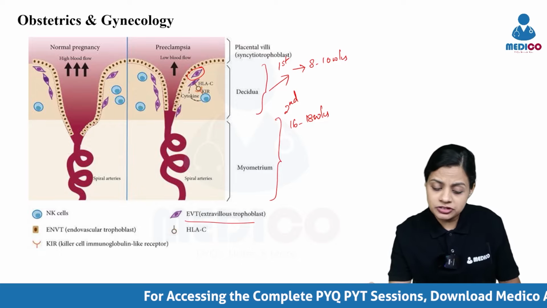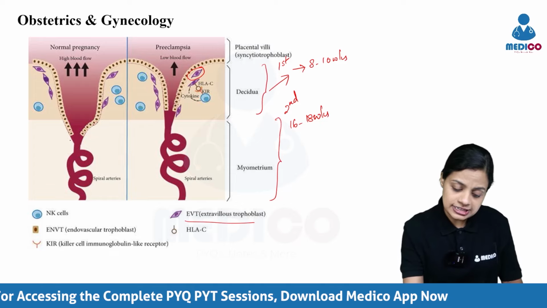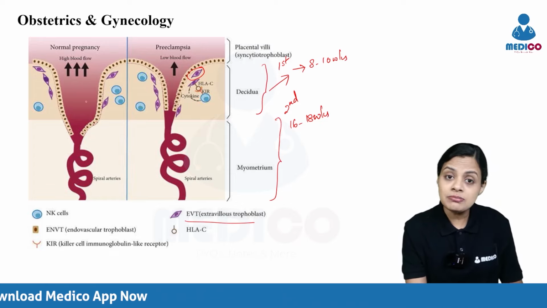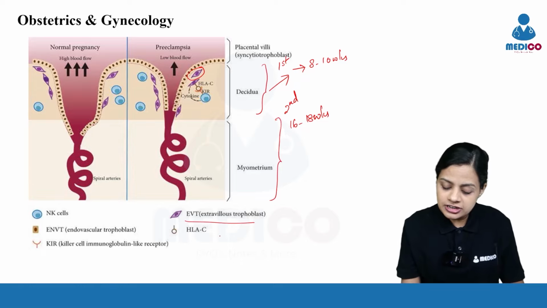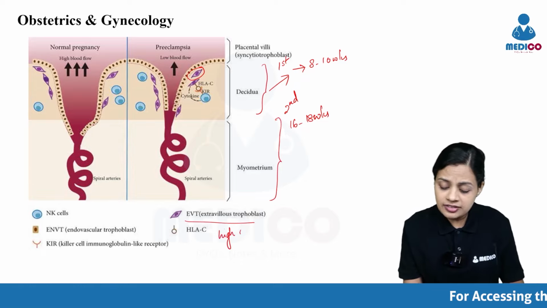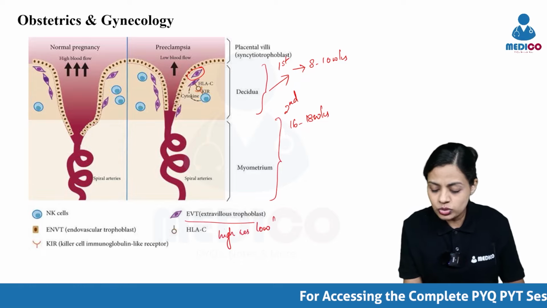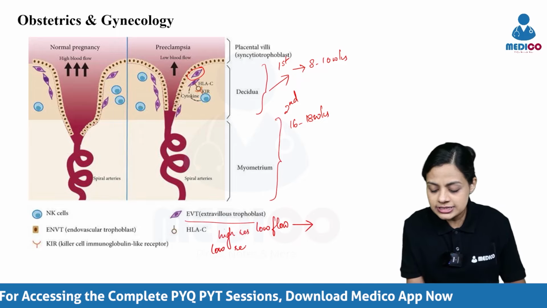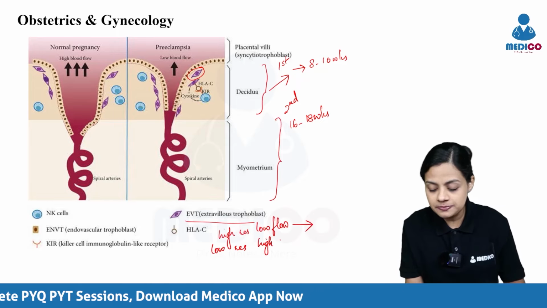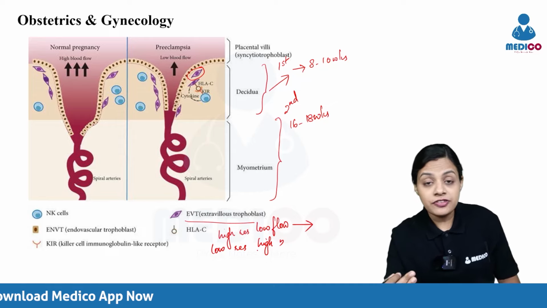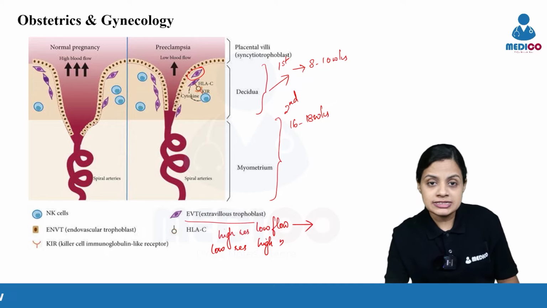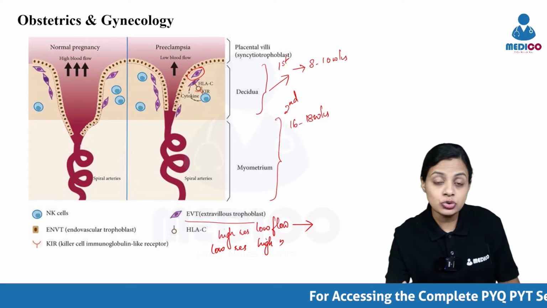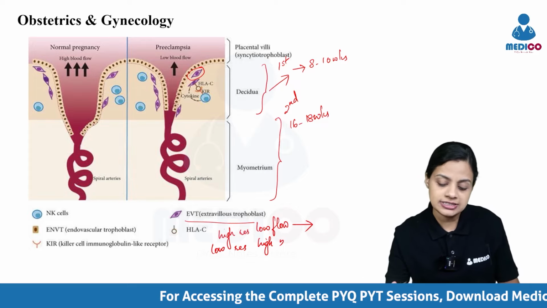What is the purpose of this? As the trophoblast cells invade, the lumen of the spiral arteries becomes wider. They are converted from a high resistance, low flow system to a low resistance, high flow system. This is very important to improve the blood supply and cater to the growing needs of the fetus. Uteroplacental blood flow is increased.